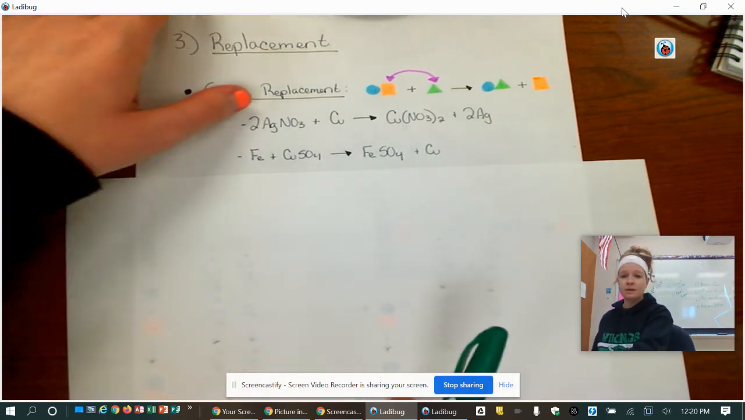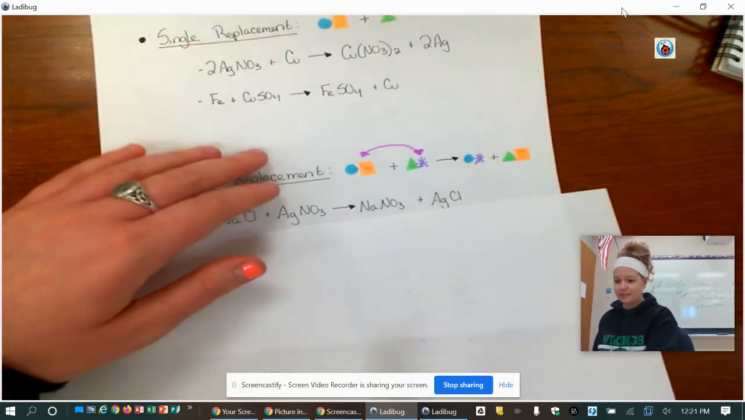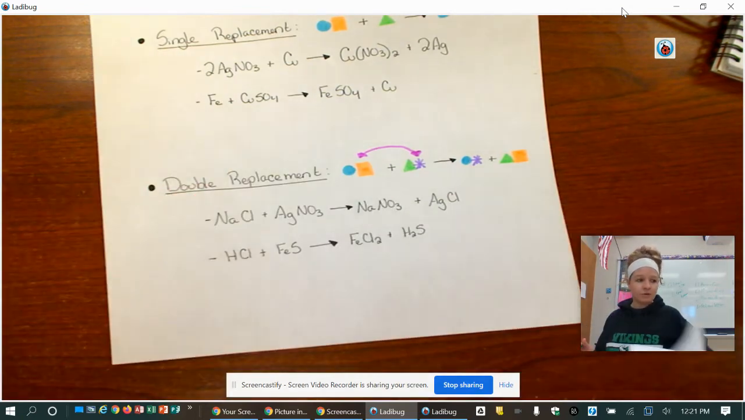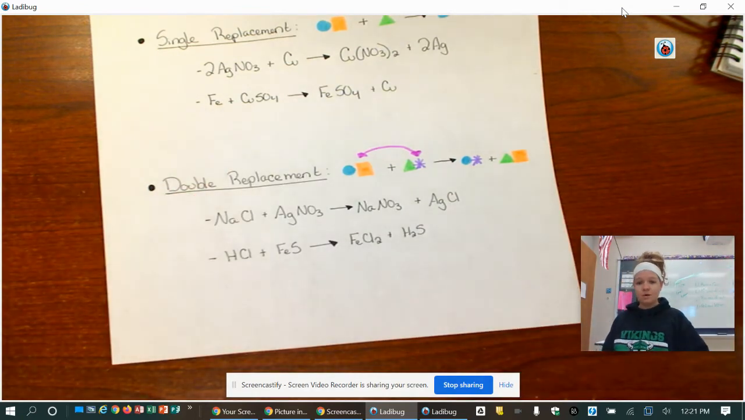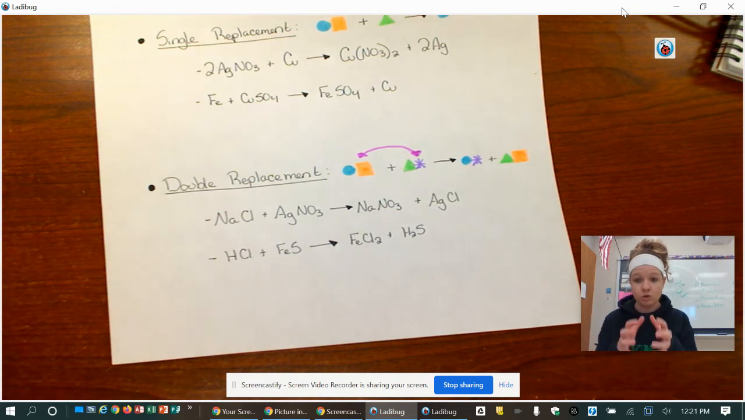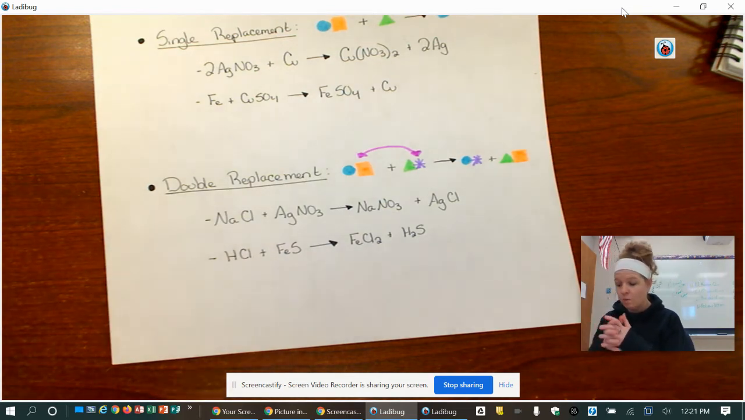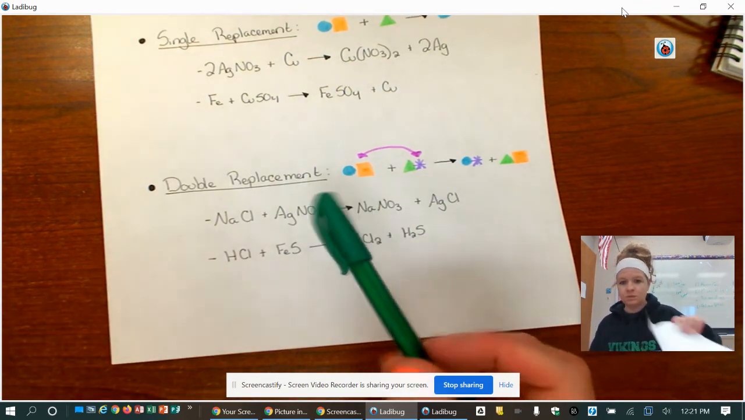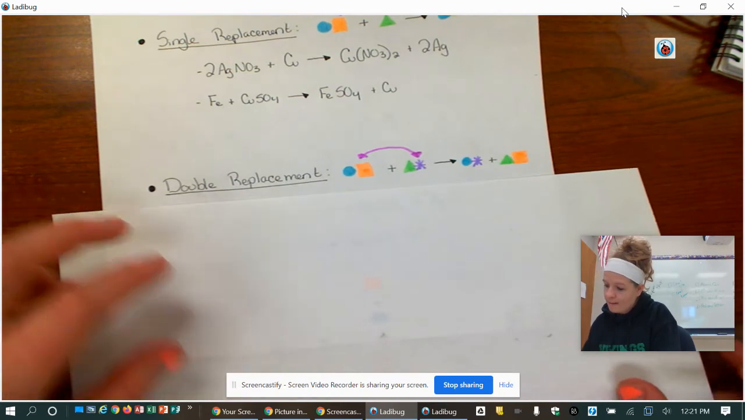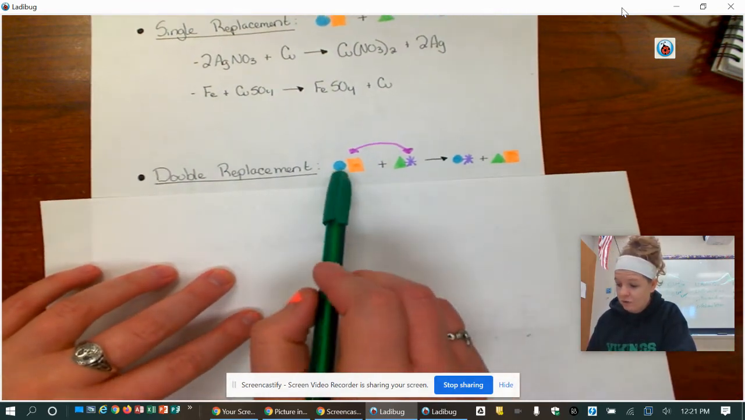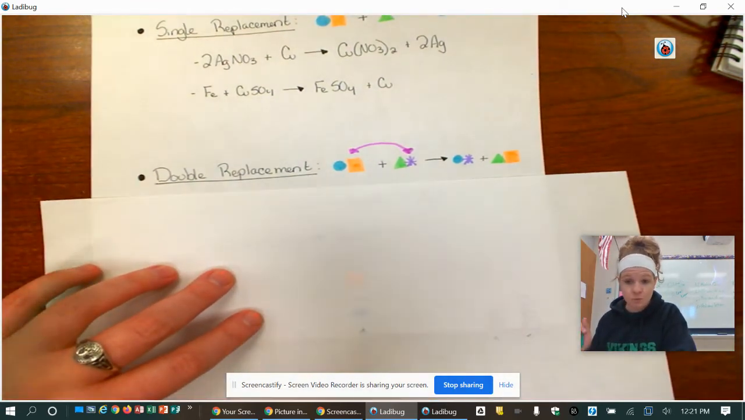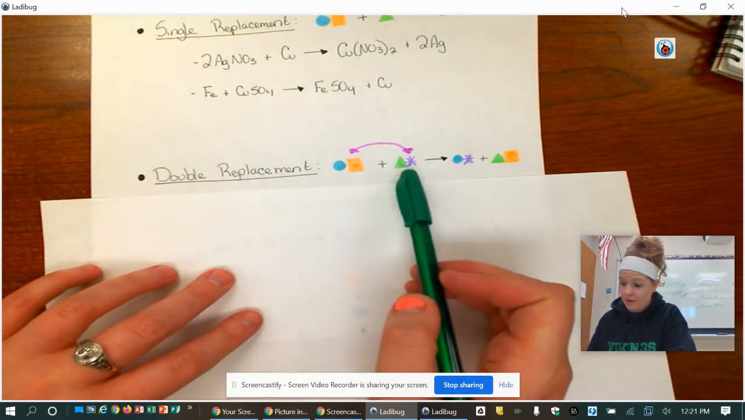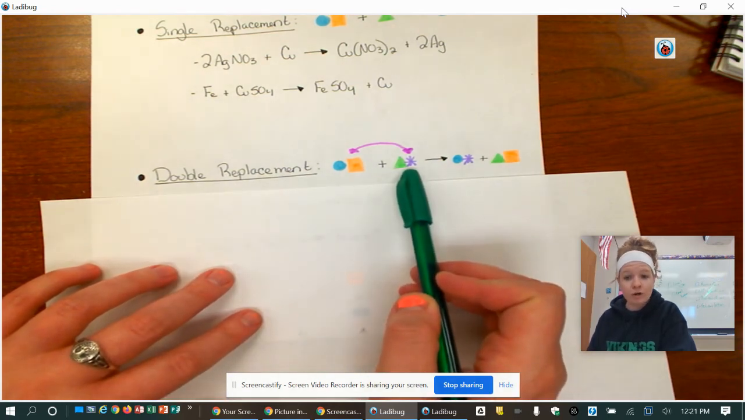Okay? Double replacement, kind of the same thing, except rather than that one element being on its own, and where we're left with a new compound and then a new element, we are going to be left with two completely new compounds. So back to our shapes. Here, I'm going to do this so that way we don't get confused. Back to our shapes, we have our circle and our square. That's one of our compounds. Then we have another one, triangle and star.